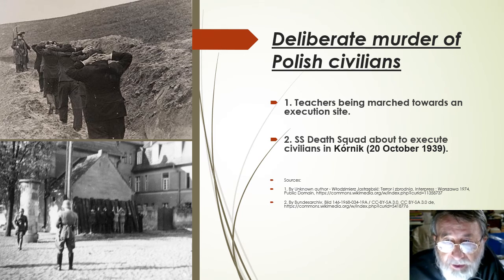And then the other thing is the taking of hostages and executing them for any acts of resistance by the Polish population. So here we have an SS death squad about to execute civilians at Kornik on the 20th of October. So that's only 2 months after the beginning of the invasion.